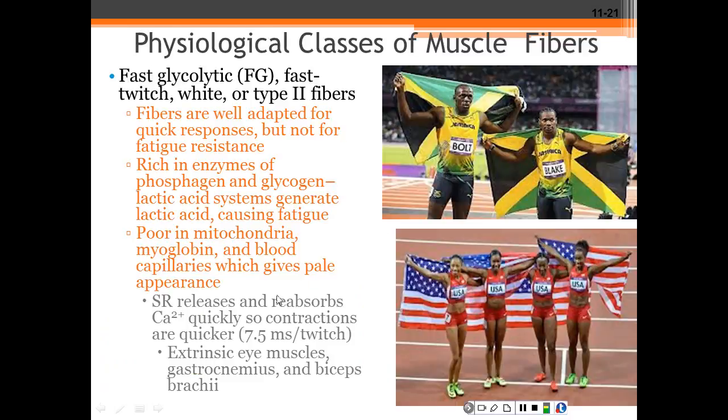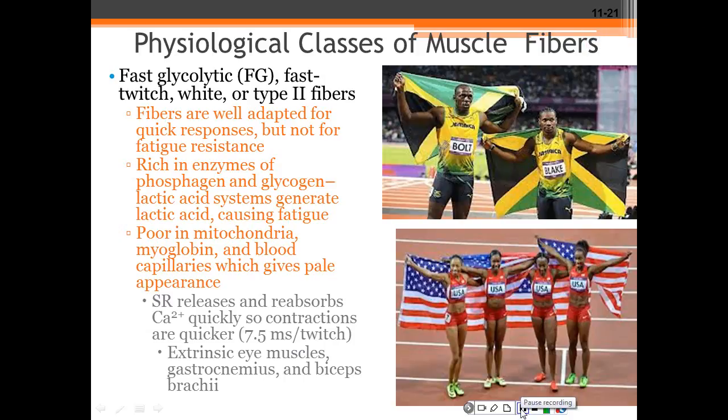Okay. Then we have our fast twitch fibers. They're considered to be white, and they are type 2 fibers, adapted for quick responses, such as those needed to control eye and hand movements. They have an extensive SR, or sarcoplasmic reticulum, with fast release and reabsorption of calcium, a form of myosin ATPase, and fast ATP hydrolysis. So they're going to break down the ATP a lot faster, and the cross bridge cycling.